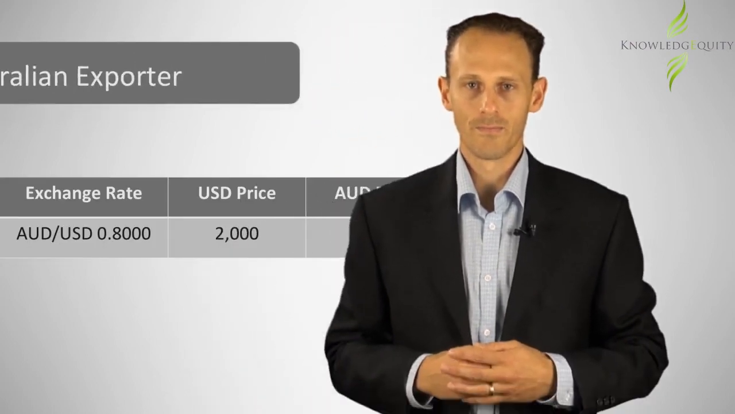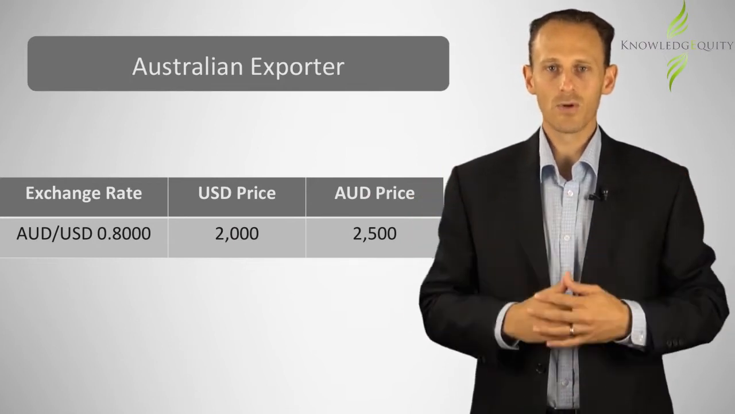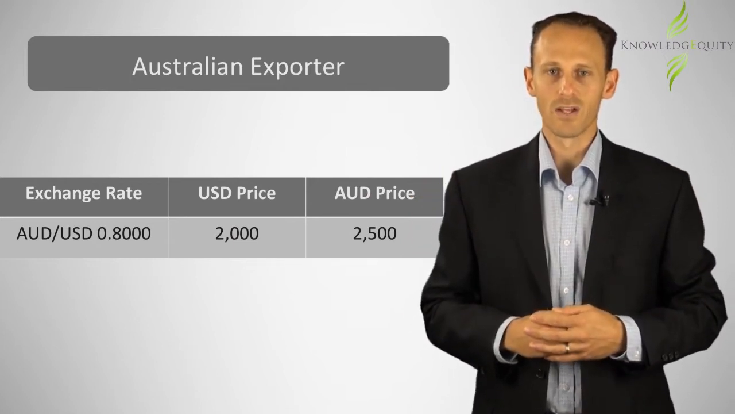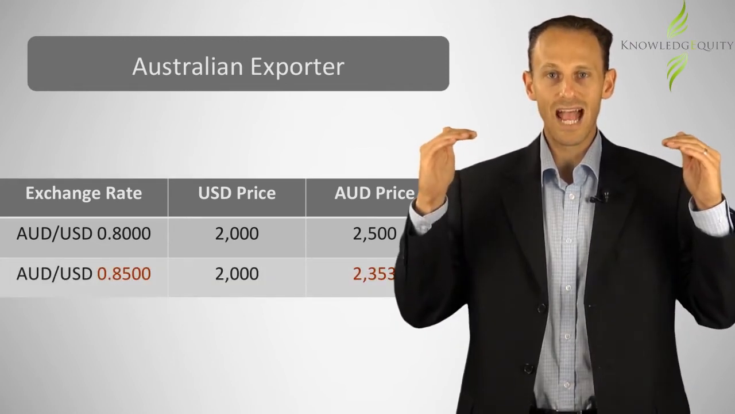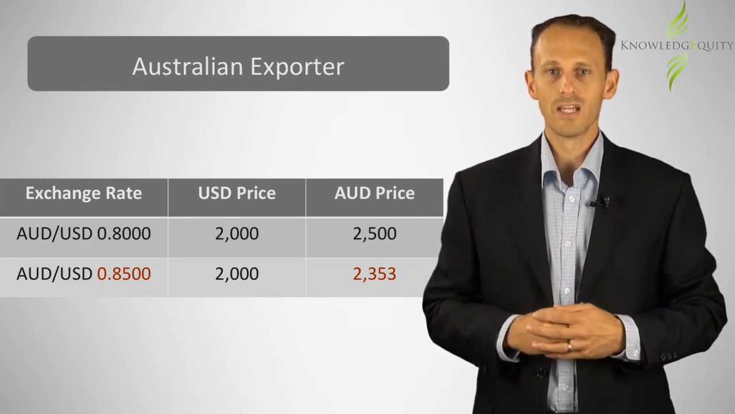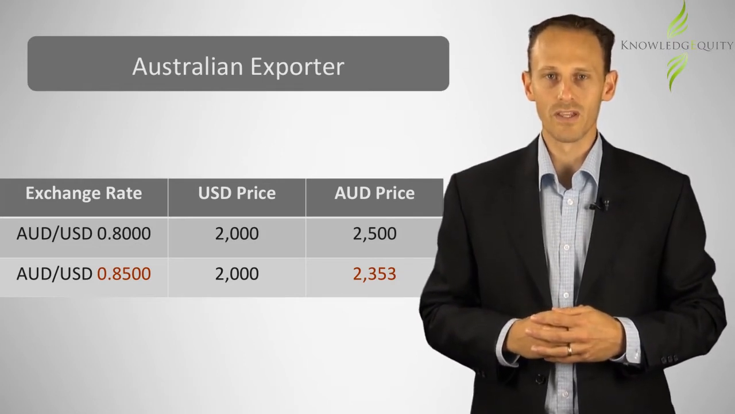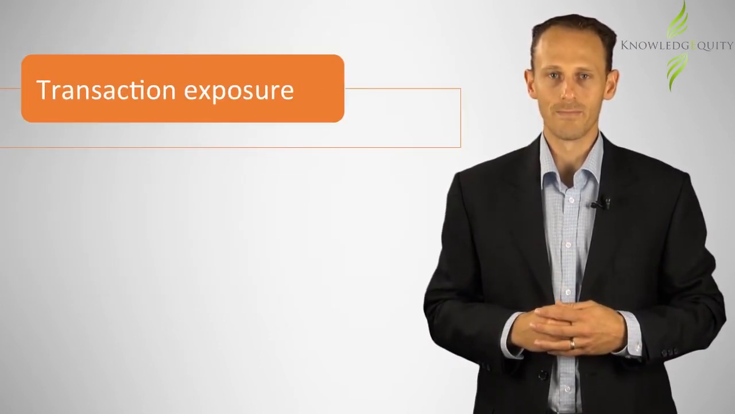For example, assume the sale of an exported good is $2,000. If the exchange rate is 80 US cents, then the exporter receives 2,500 Australian dollars. If the AUD rises to 85 US cents, this reduces the amount received to 2,353 Australian dollars. This highlights the transaction exposure for the exporter.